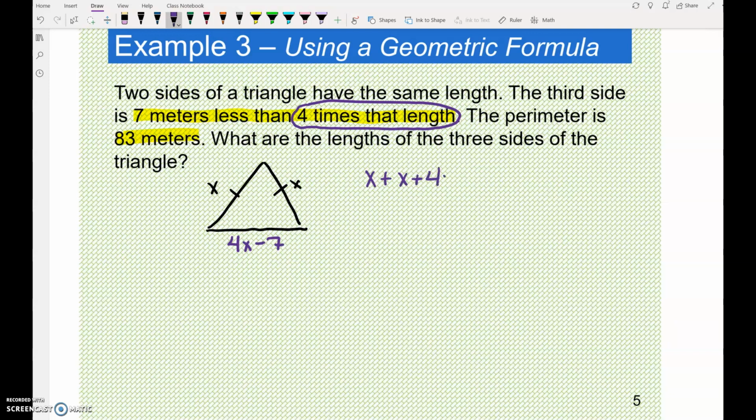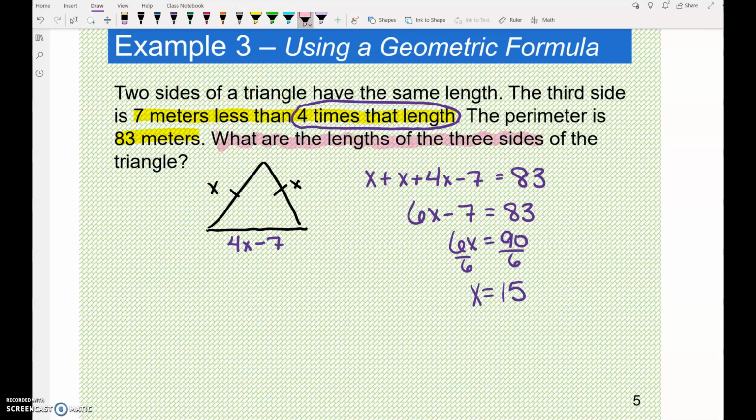Perimeter means add the sides together, and the perimeter is 83. Take a moment on your own. Find what x is, and then find the lengths of the 3 sides. Pause the video. Once you figure out that x is 15, you do have to think about actually answering the question, what are the lengths of the 3 sides of the triangle?